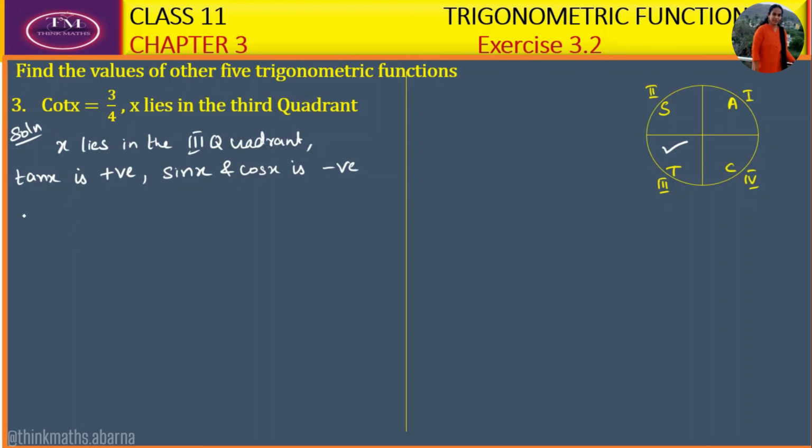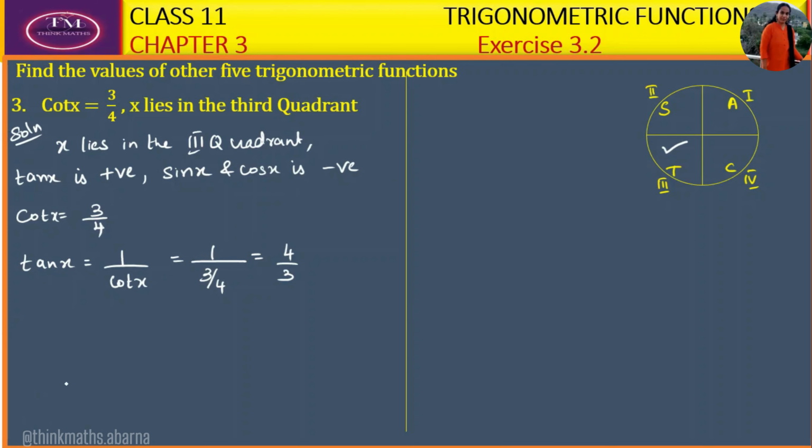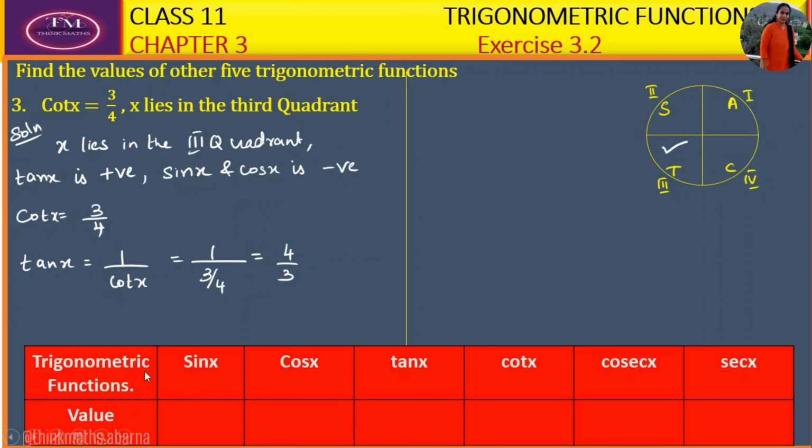Okay, so what is given? Cot x equal to 3 by 4. So tan x will be equal to 1 by cot x, which is equal to 1 divided by 3 by 4, which is 4 by 3 in the numerator. So tan x is 4 by 3. Let us write the values in the table. What are the values given? Tan x is 4 by 3 and in the question we have the cot x value.